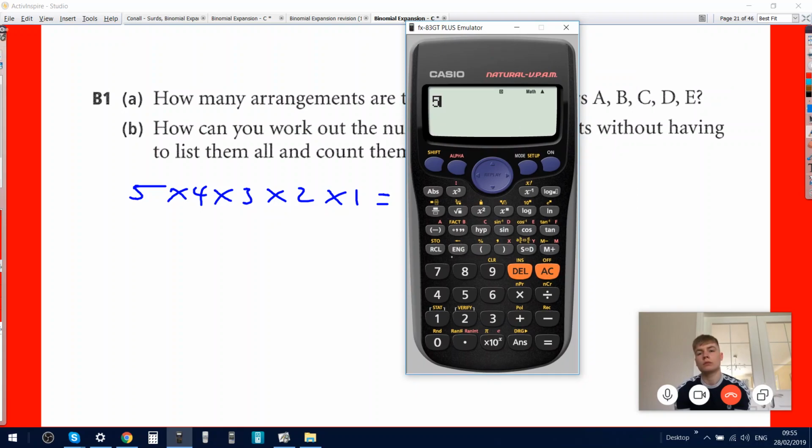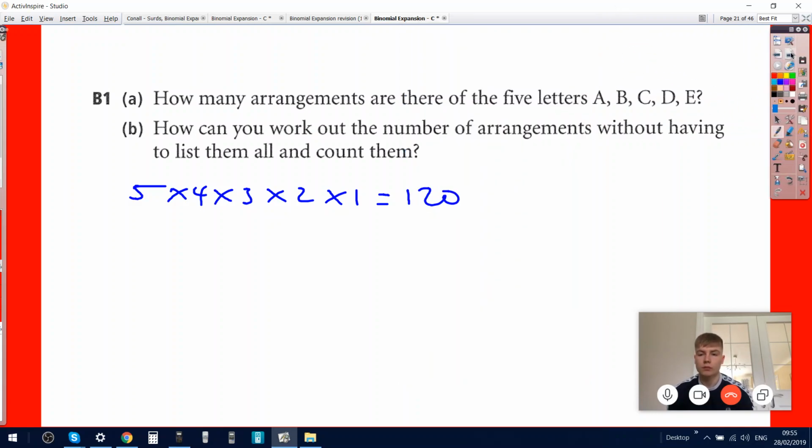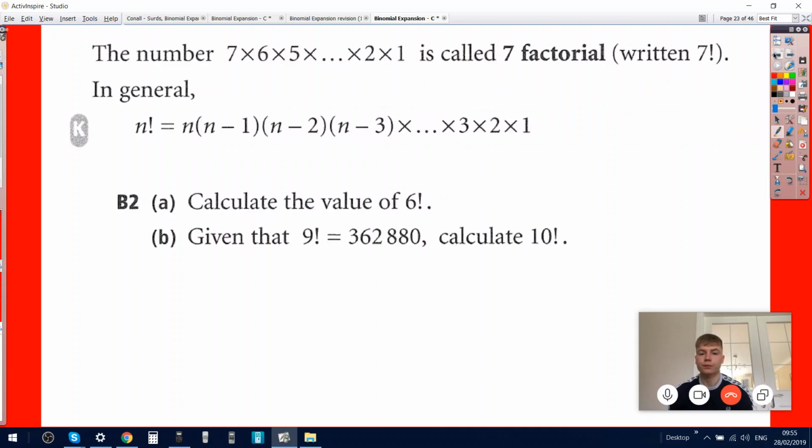5 factorial, it's an exclamation mark. Yeah. 5 factorial, and that's 120. And that just means 5 times 4 times 3 times 2 times 1. Yeah. Our 4 factorial was 24, I think. Yeah, so that's all it means. That's the number of arrangements. That's called factorial. That's 9 factorial, and so on.